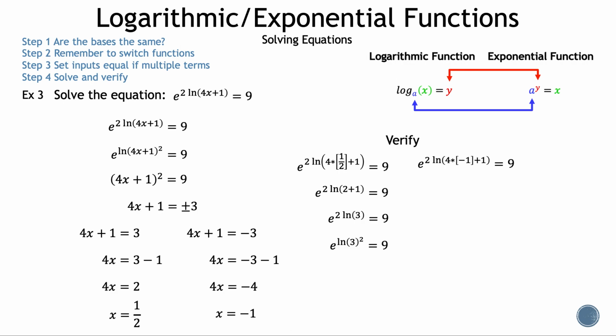Now, let's use the power rule, and 3 squared is 9, and e and the natural log cancel, so we're left with 9 is equal to 9, which is true.